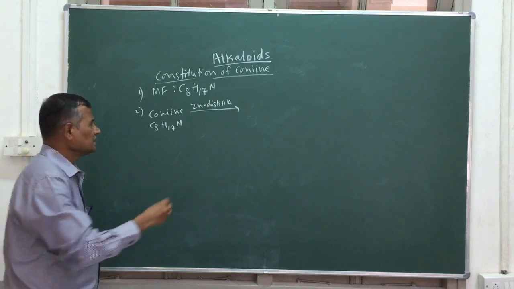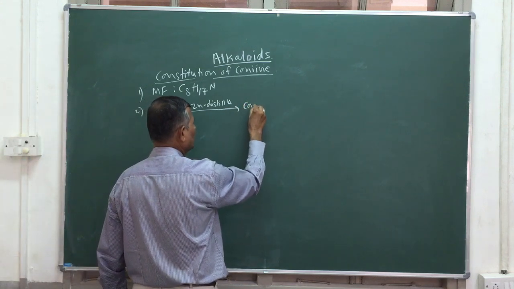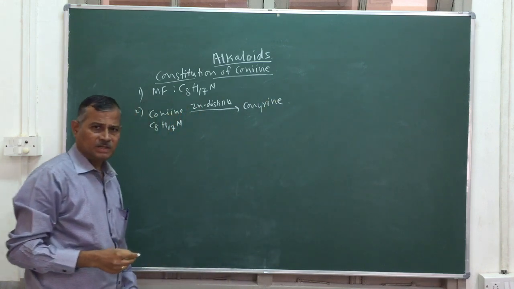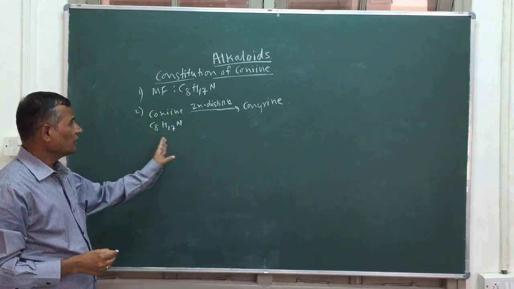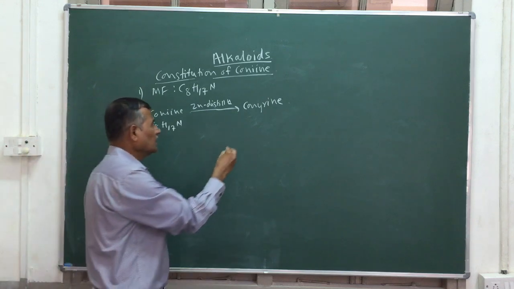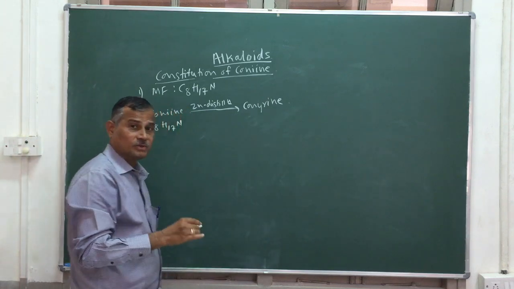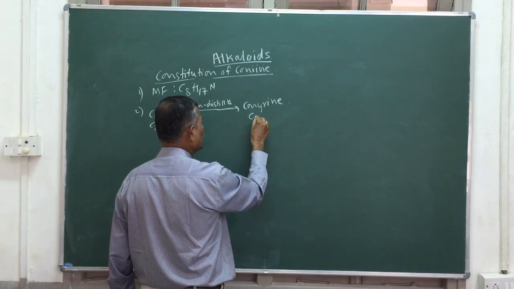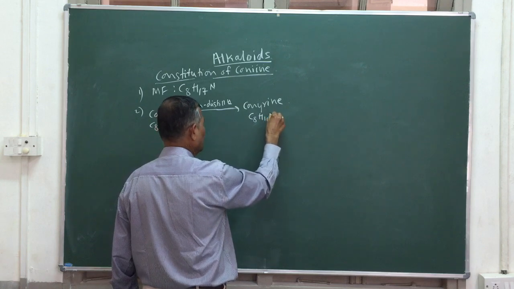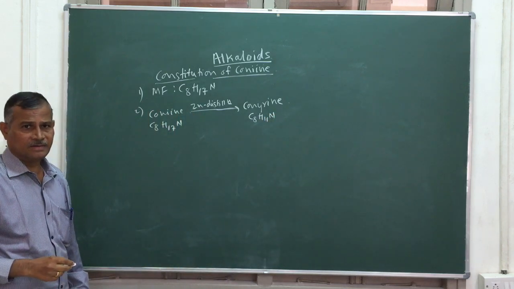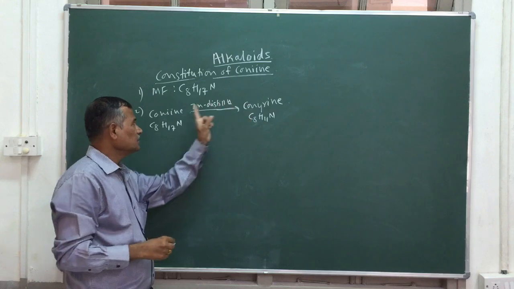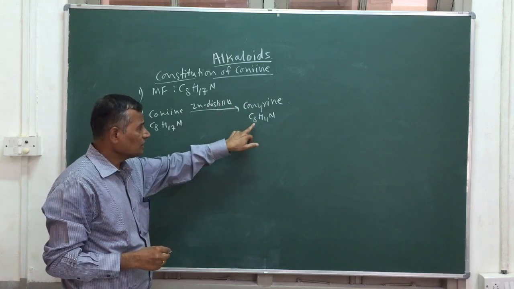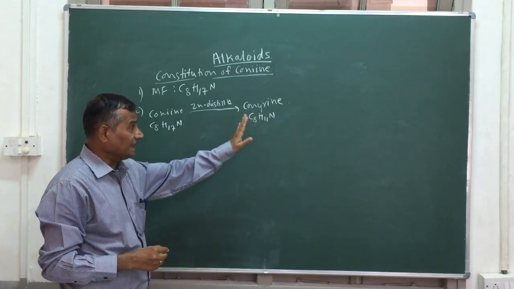When you subject it to zinc dust distillation, you get one more compound, which is called conyrine. You get the conyrine on subjecting this coniine to zinc dust distillation, and the molecular formula of this conyrine is also to be determined. That comes to be C8H11N. So the molecular formula of the conyrine we got by zinc dust distillation is C8H11N.